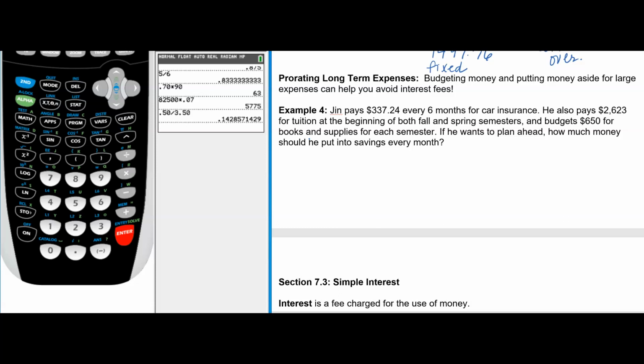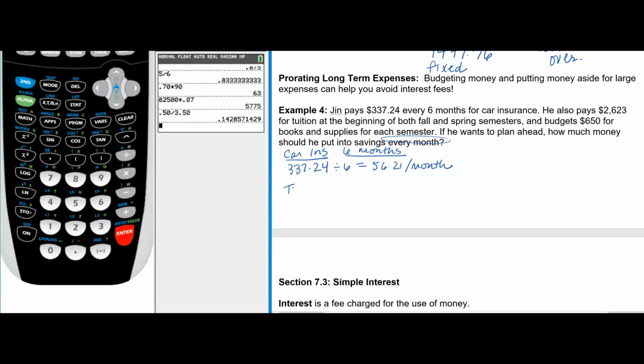So it says Jen pays $337.24 every 6 months for car insurance. So I'm just going to write this down. For car insurance, $337.24 every 6 months. And at the end, if we look at the actual question, it says if he wants to plan ahead, how much money should he put into savings every month? So I'm going to divide that car insurance by 6 to figure out how much he should be saving every single month. So $56.21, that's per month, what that would cost.